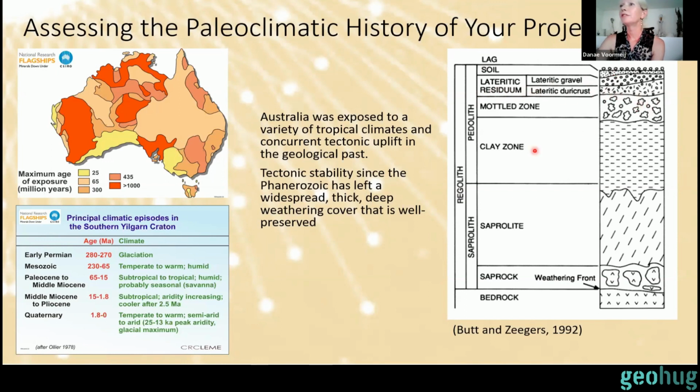Here are your models. There's a clay zone because that really deep regolith, remember we talked about extreme droughts, then you end up with a much bigger mottled zone, and you don't want to be sampling from any of this. It's highly leached. And here are those core stones.